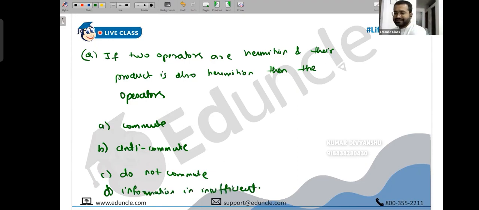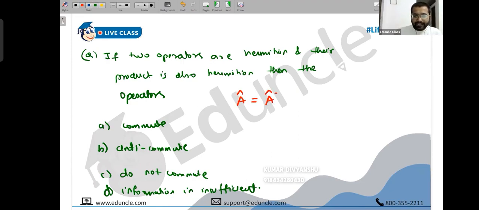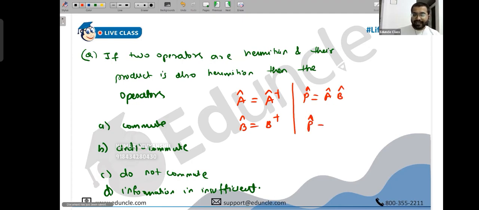Okay, so let's check. What do we have? If two operators are Hermitian, Hermitian means the operator A cap is equal to A cap dagger, and the product is also Hermitian. So A cap is Hermitian, B cap is also Hermitian. Now let's define the product. So P cap is A cap B cap. The product is also Hermitian. It means P cap is equal to P cap dagger. It means A cap B cap is equal to (A cap B cap) dagger.